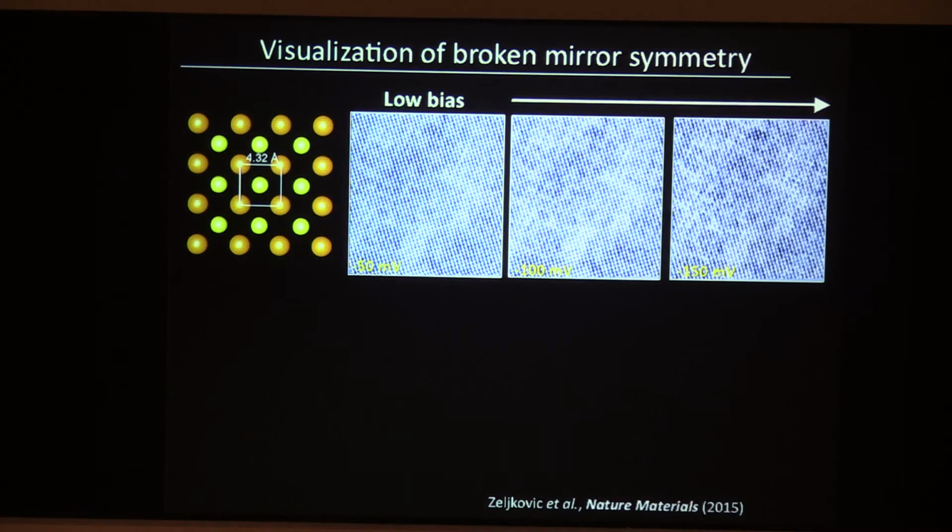So the proof is, it's STM. We should be able to see all the atoms, and if you can see all the atoms, we should be able to show that one sublattice has moved with respect to the other. So here's what I'm going to show you, that data.